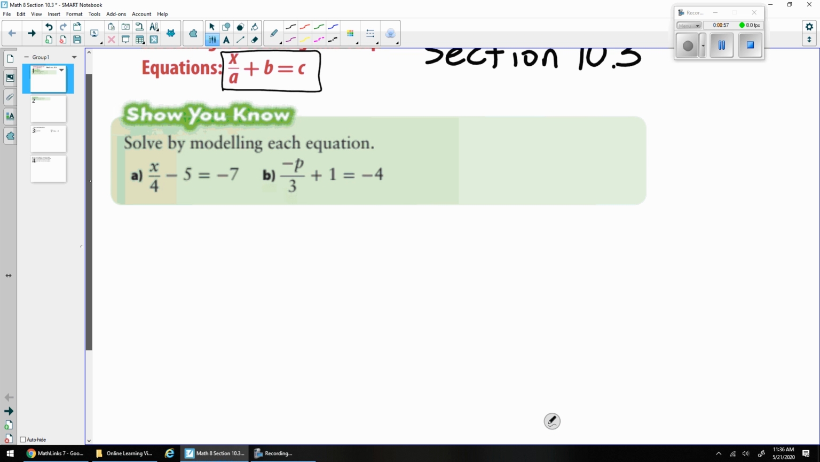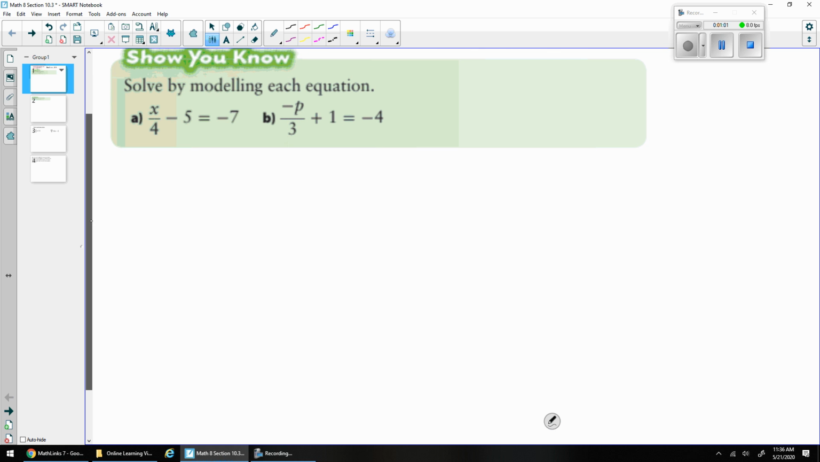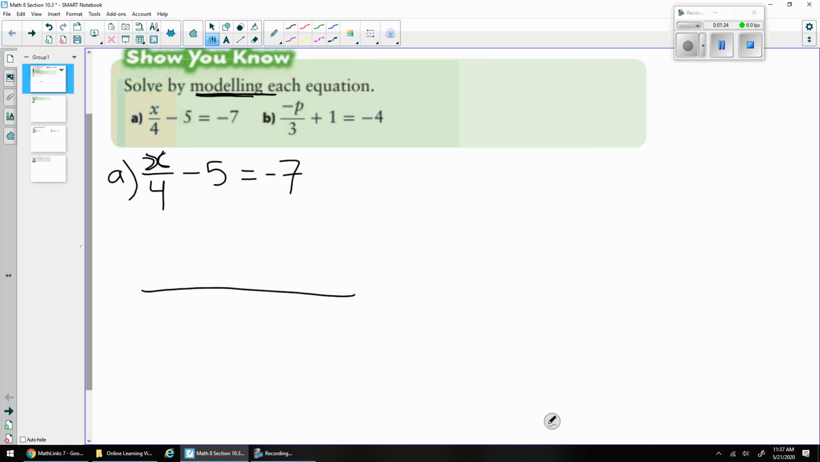So it's pretty similar to what we were doing last, and I'm just going to get into some examples to show. So let's show these ones just by modeling. You won't often have to do the modeling, but it does give us a good sense. So remember, if we have x divided by 4 minus 5 is equal to negative 7, this is the same thing. The equal sign means it's like a teeter-totter that has these things on both sides.